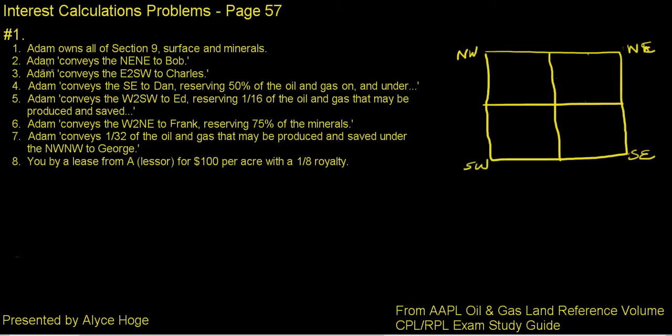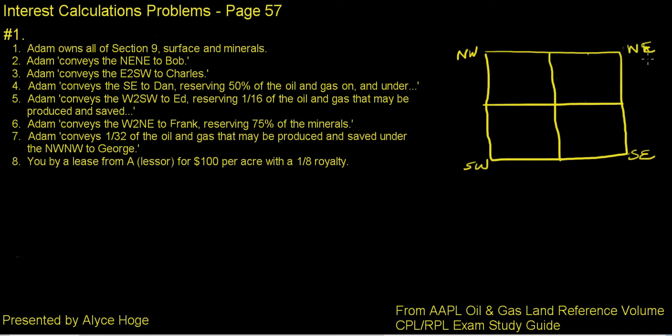So then what happens is there is a series of conveyances, and we're just going to walk through each of those conveyances. And to keep track of where I am, I always put the number, like this is the northeast of the northeast, so I'm going to put that number 2 out to the side for the first one that we do. So the first one is Adam conveys the northeast of the northeast to Bob.